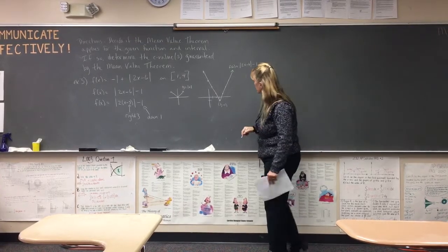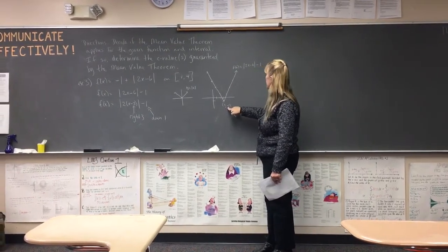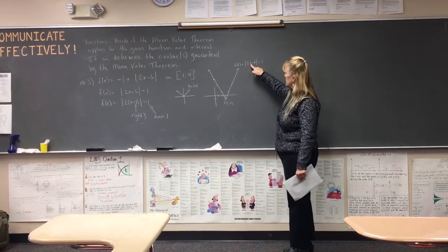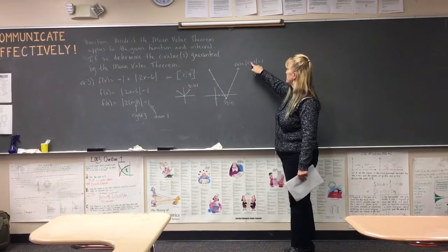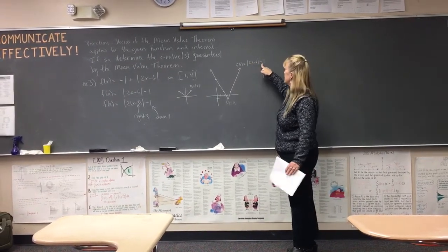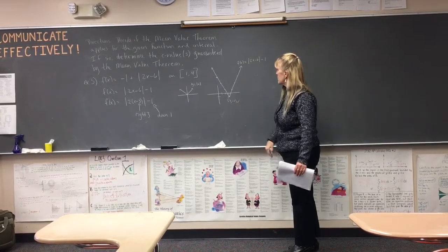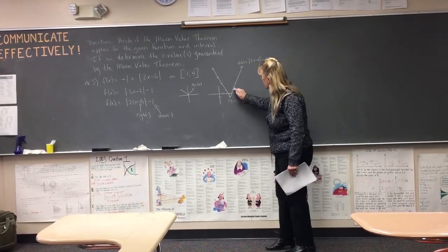I think what I'm going to do is just pick a point here. I'm going to pick 3, -1 first. 2 times 3 is 6, minus 6 is 0. Absolute value of 0 is 0. Take away 1, you get -1. So yes, that point is definitely on my graph. I think I'll label this one.